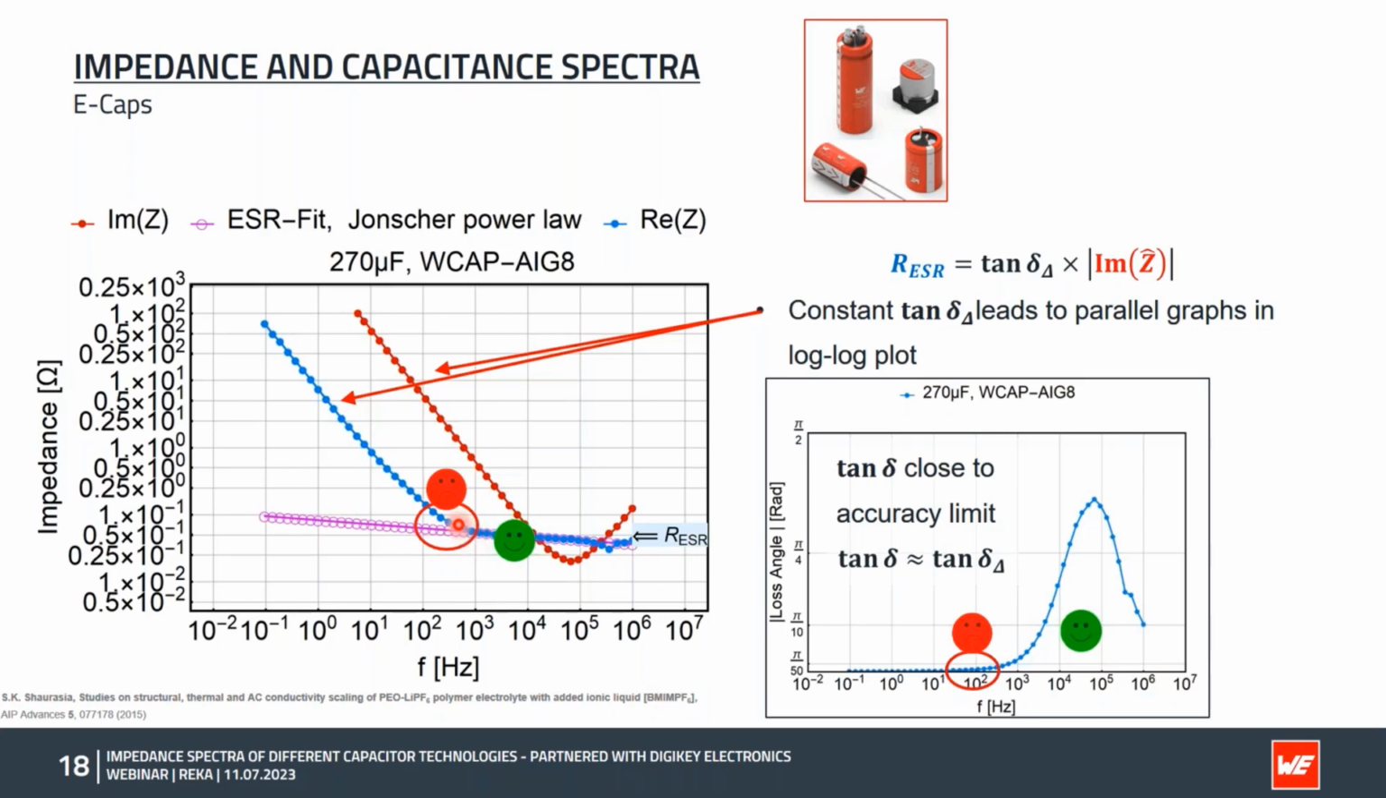This is around the frequency range when the loss angle gets close to its measurement accuracy, as you can see on this graph. At lower frequencies, the graph of the ESR runs then parallel to the graph of the imaginary part. I don't want to bother you with logarithmic law, but if you do the math, you will see that the proportionality you have here will lead to a shift in the double logarithmic plot. I hope this will convince you that for low frequencies, the ESR spectrum does not actually show the ESR, but is influenced by the capacitive reactance.